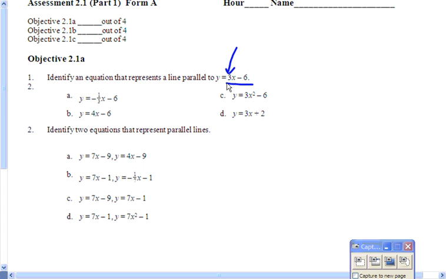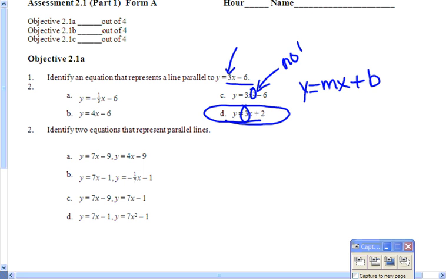Did you guys pick B? You guys good with that? Okay, notice the coefficient is 3. This is a linear equation written in this form. You want to eliminate this one because of that second power there. That second power makes it not a linear equation. So you're not going to choose that one. So the answer is B.